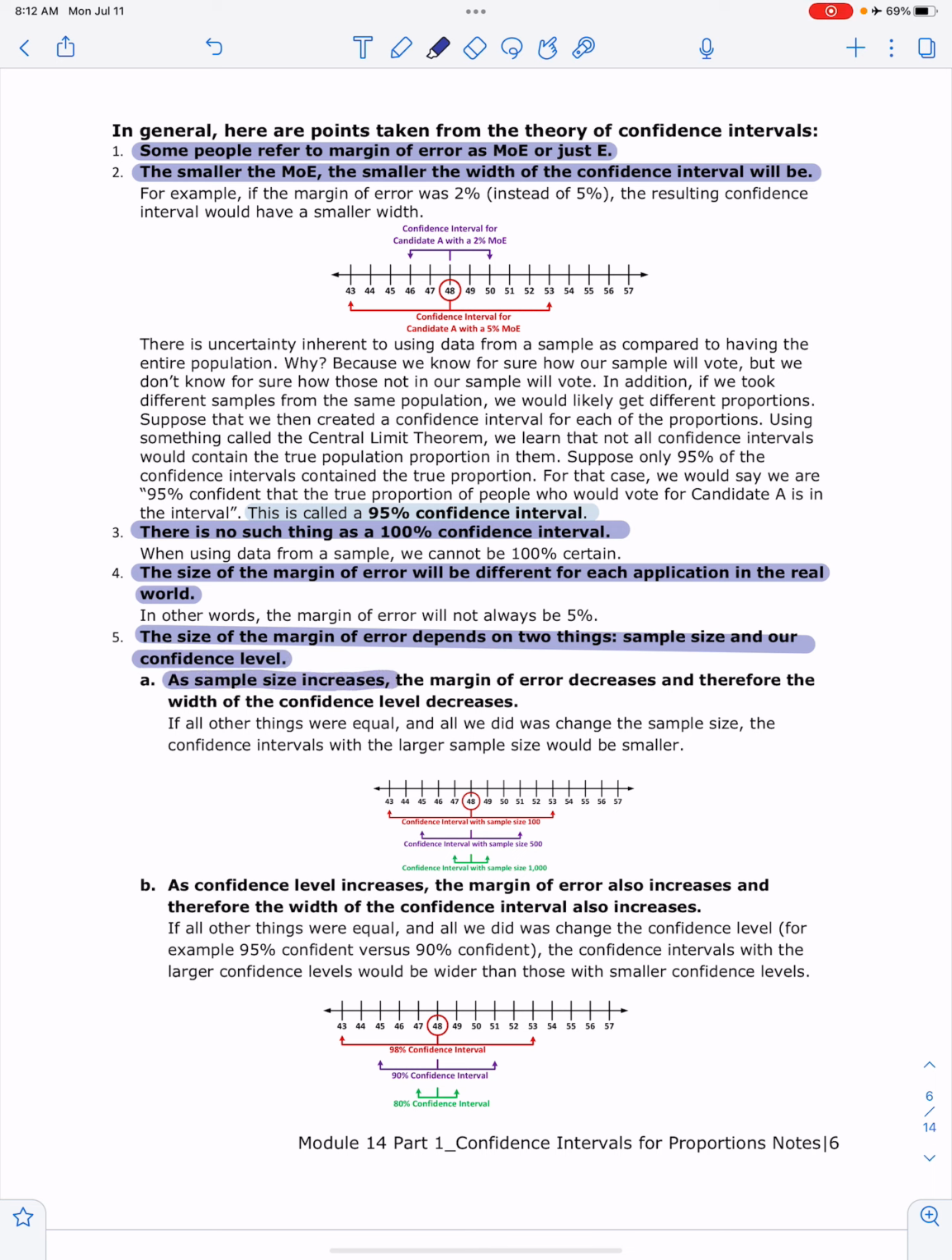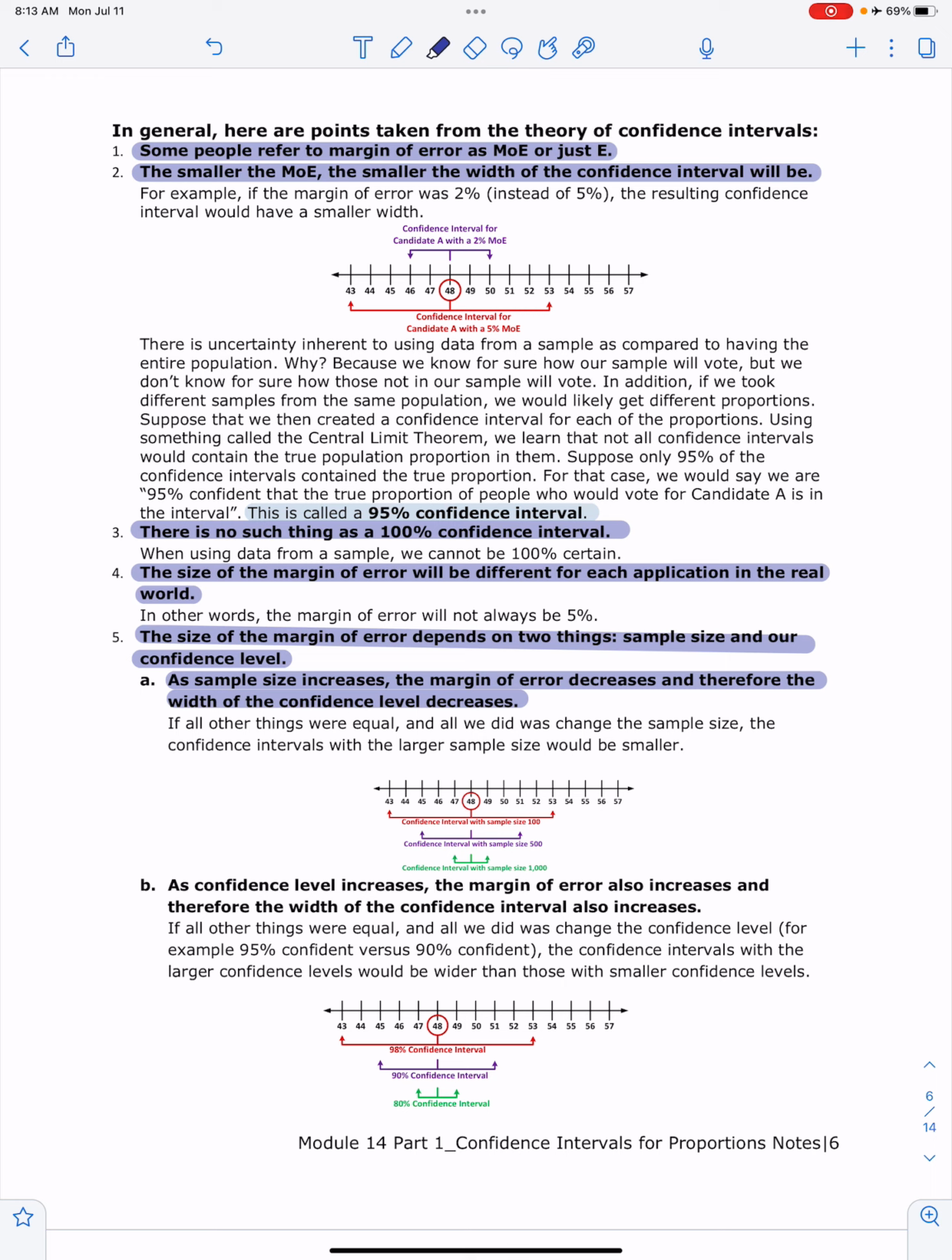As the sample size increases, the margin of error decreases. And we saw that when we talked about sampling distributions. The larger the sample, the tighter in all of our information got.